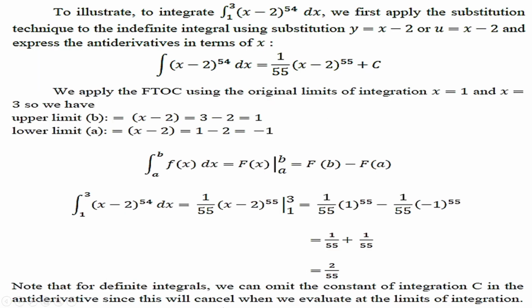Our given is the integral of (x minus 2) raised to 54 dx. So it will be 1 over 55 times (x minus 2) raised to 55 plus c. Okay, so we apply the FTOC using the original limits of integration, x equals 1 and x equals 3. Let's have the upper limit first. x minus 2 is equal to 3 minus 2, equals 1.